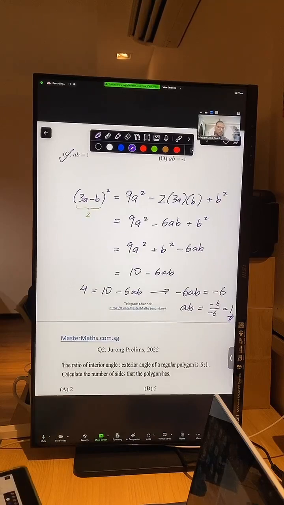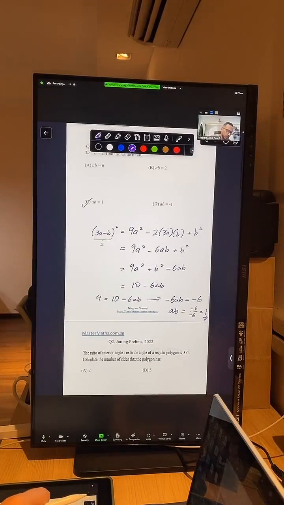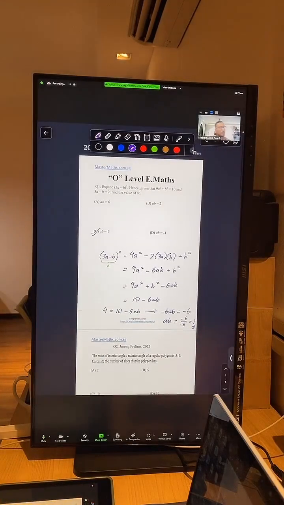For those of you all who were not able to get the answer, no worries. Spend some time to copy the answer. Maybe I zoom out a bit so you can see the question again. I hope it's not too small. If it's too small, let me know.